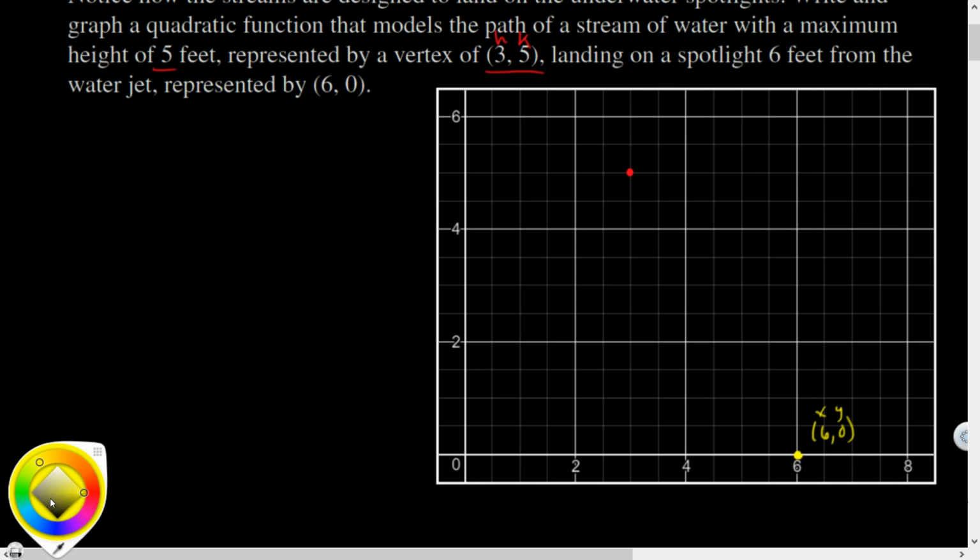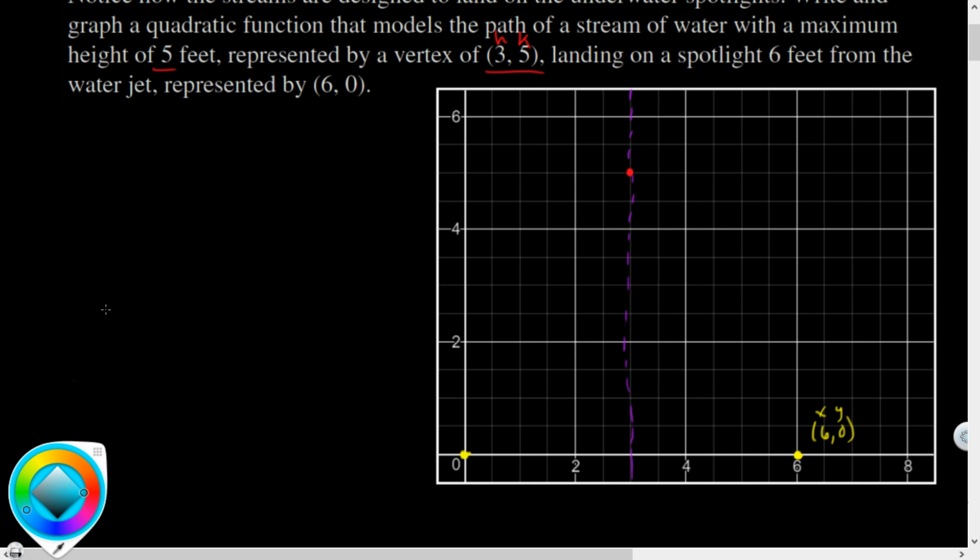Oh, actually, since this is the vertex, I know that there would be an axis of symmetry that passes through this. And since this is 1, 2, 3 units away over to here, then that means 1, 2, and 3 units away over here is going to be another point. So the origin also happens to be on this.